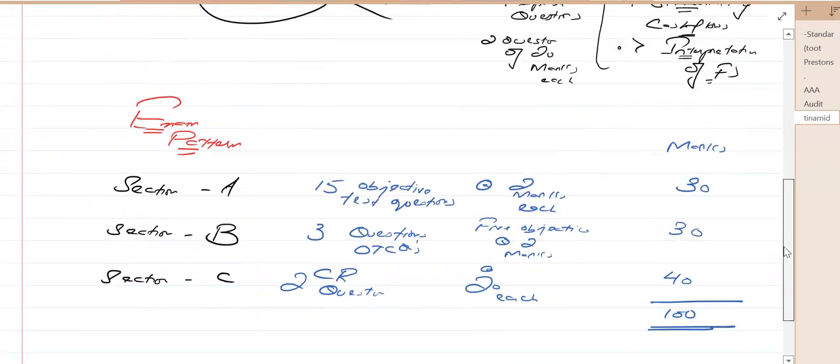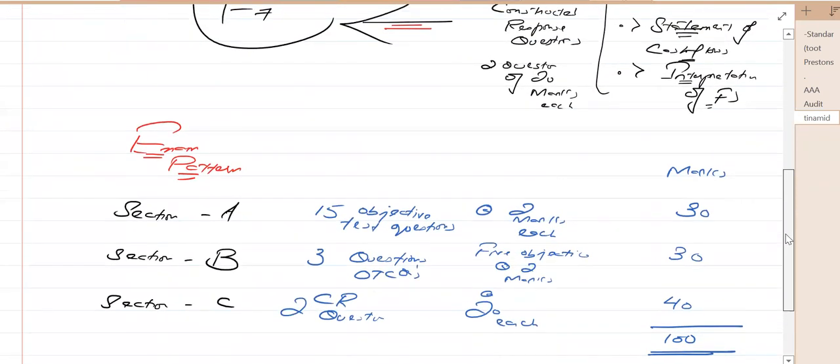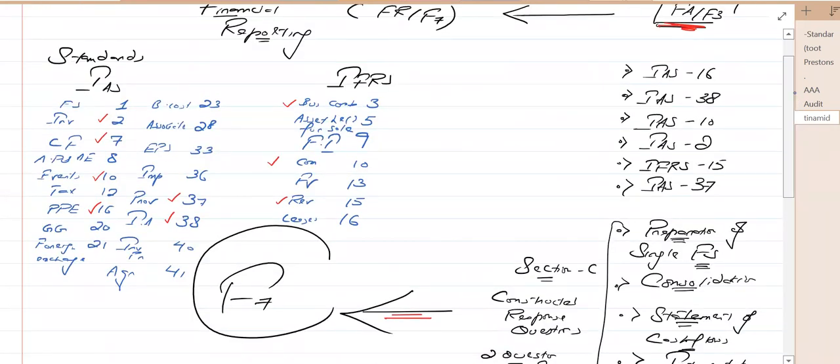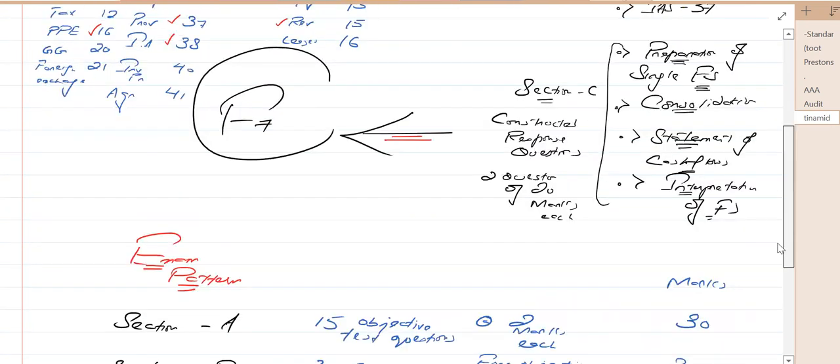And then we have 3 objective questions in which we have 5 requirements. So a lot of standards can be connected. For example, IS 16, 20, and 23 can be connected. A single case study can test all these 3 standards. So there are standards which they can mix.